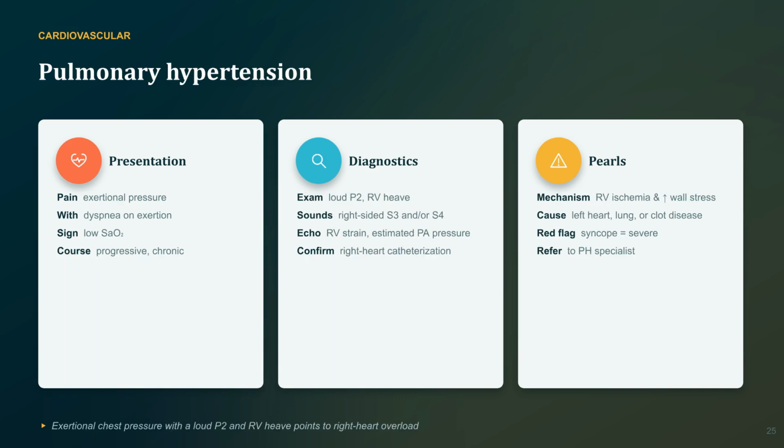Pulmonary hypertension causes exertional pressure due to right ventricular ischemia. Physical exam findings may include a loud second heart sound and a right ventricular heave. It is a progressive condition, and exertional syncope is a red flag that necessitates urgent referral to a specialist.